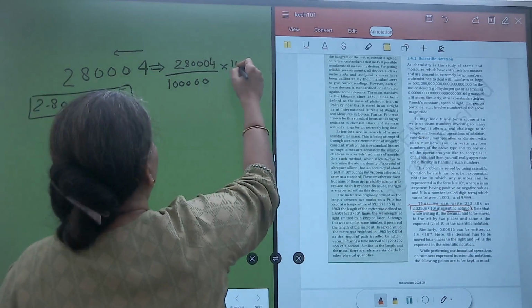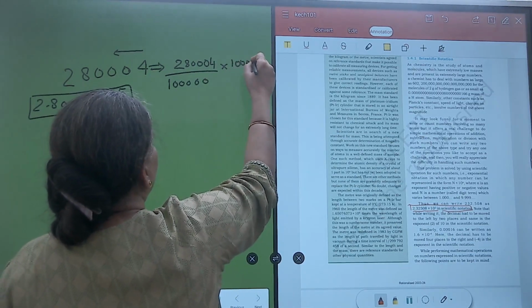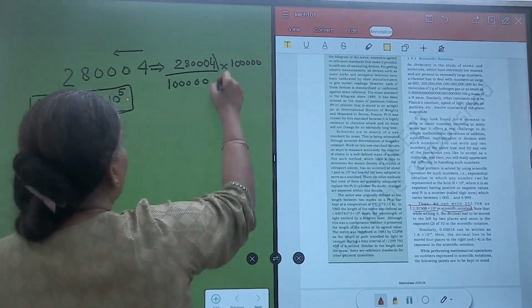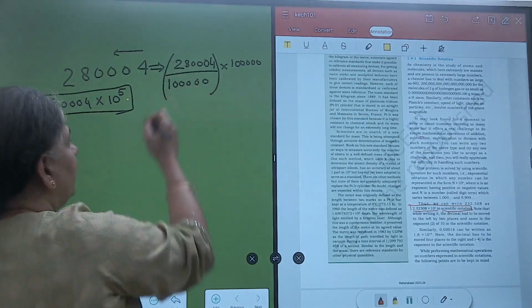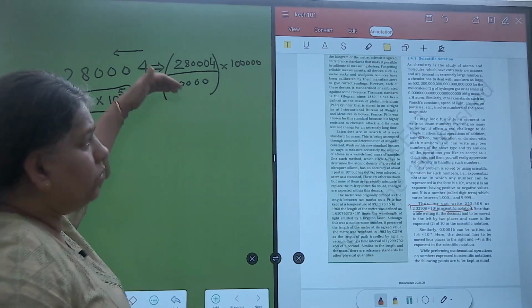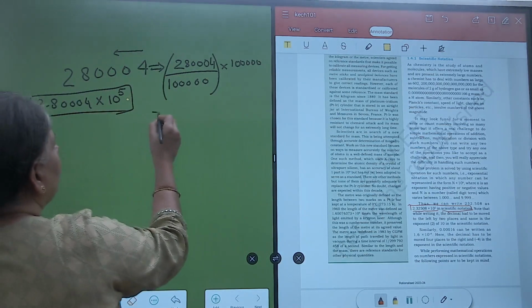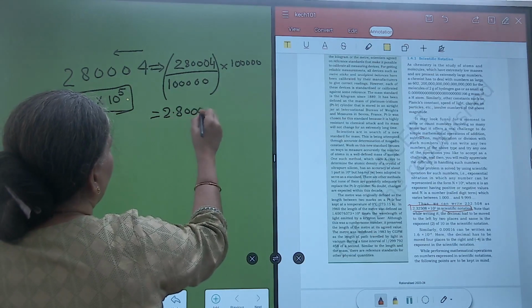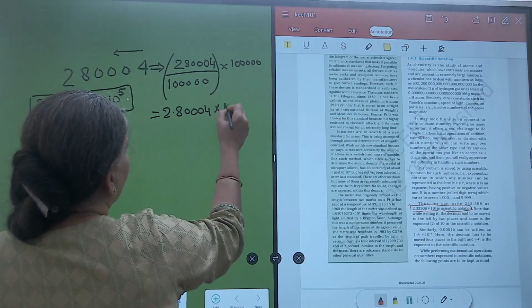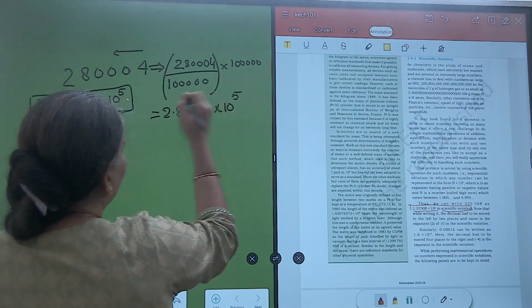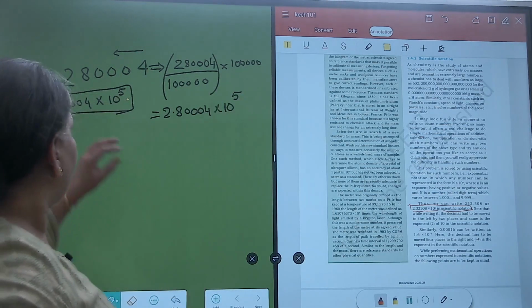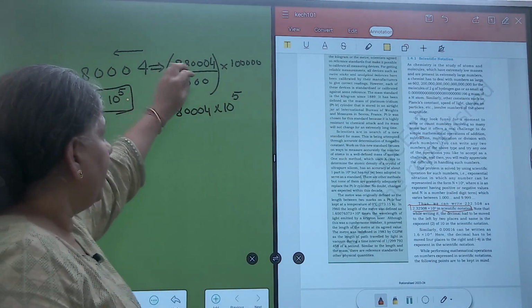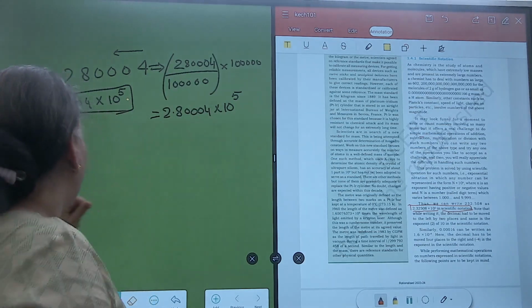See, 1 followed by 5 zeros. So this part, this denominator, is now used to place the decimal. So what you get is 2.80004 into 10 raised to the power 5. So either you remember this simple trick or you can do it mathematically.